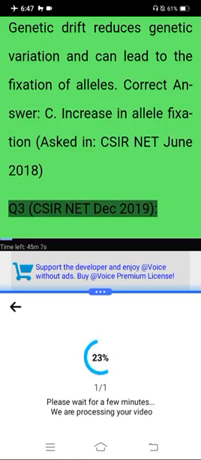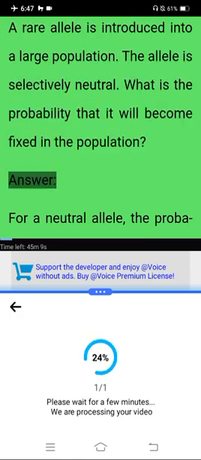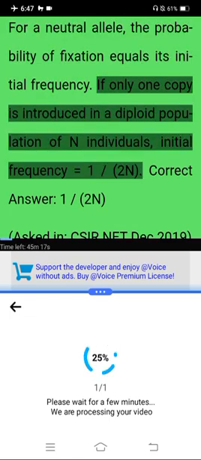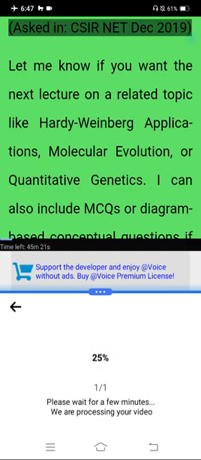Q3, CSIR NET December 2019. A rare allele is introduced into a large population. The allele is selectively neutral. What is the probability that it will become fixed in the population? Answer: for a neutral allele, the probability of fixation equals its initial frequency. If only one copy is introduced in a diploid population of n individuals, the initial frequency equals 1 over 2n. Correct answer: 1 over 2n. Asked in CSIR NET December 2019.